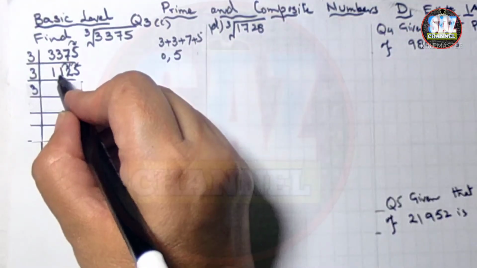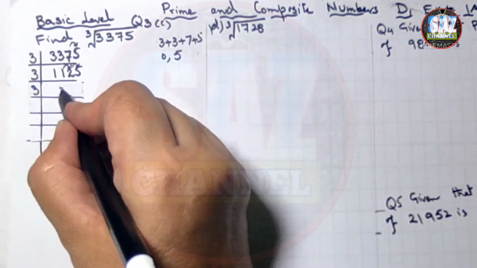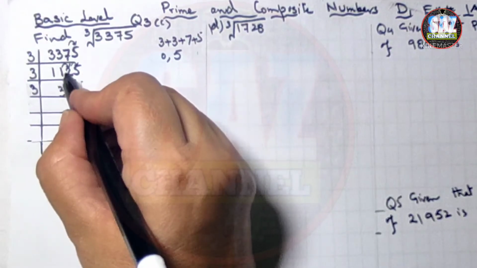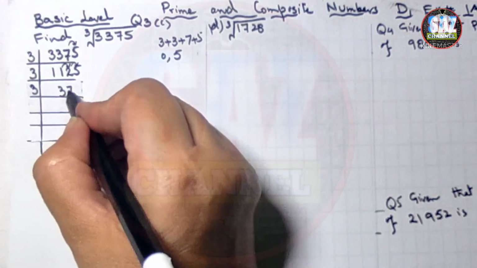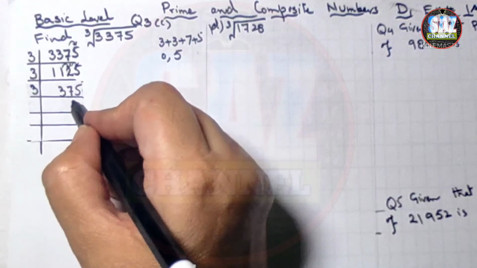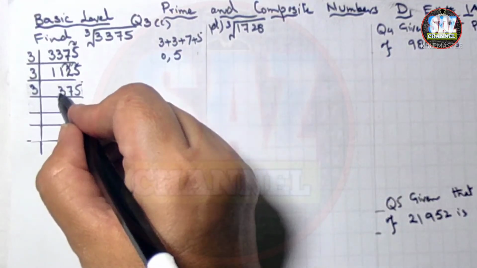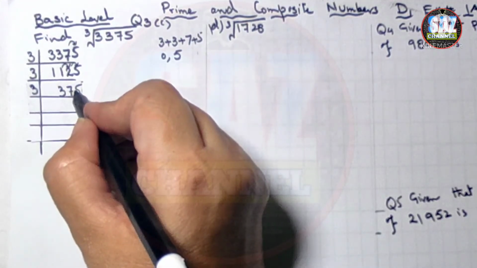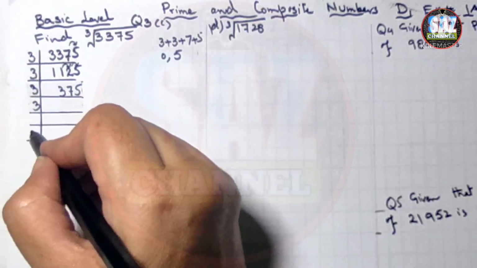3 how many times 11, or closer to 11? 3 threes are 9, and then 3 sevens are 21, and 3 fives are 15. Again 7 and 3 is 10, 10 plus 5 is 15. So we can divide this number by 3.